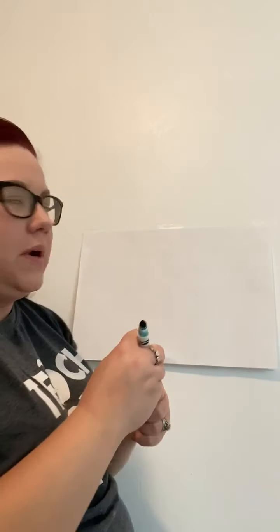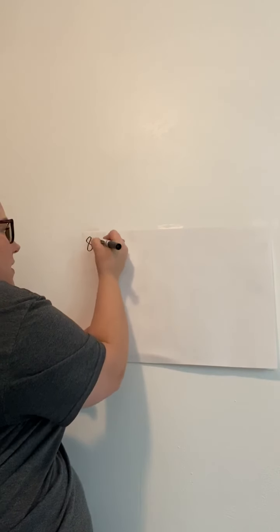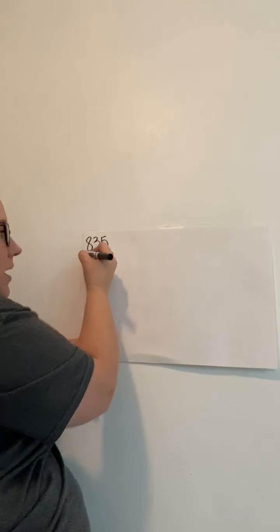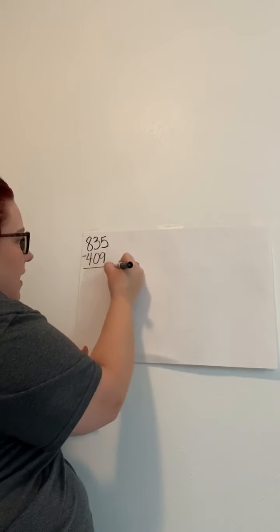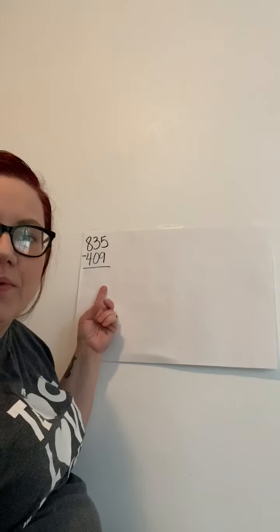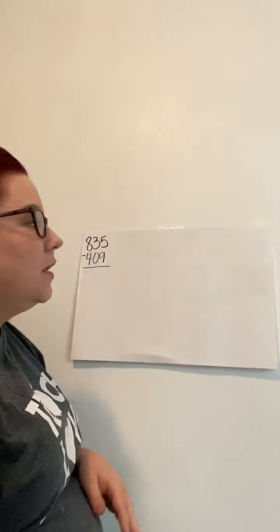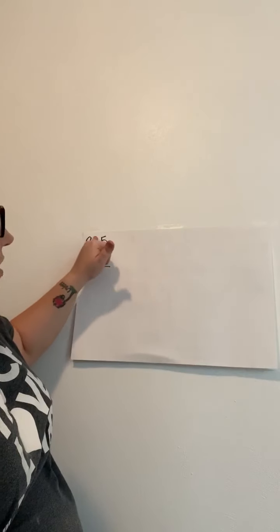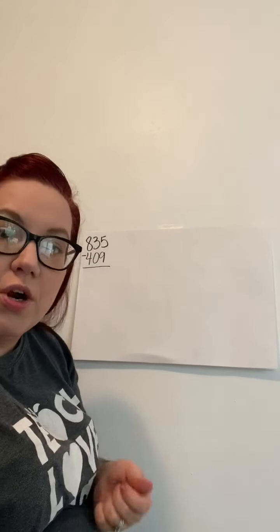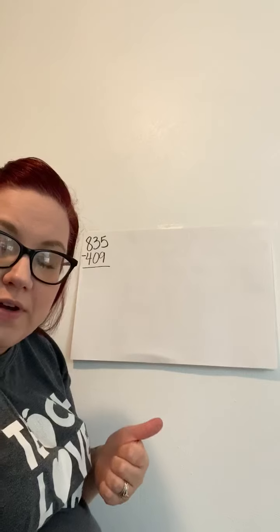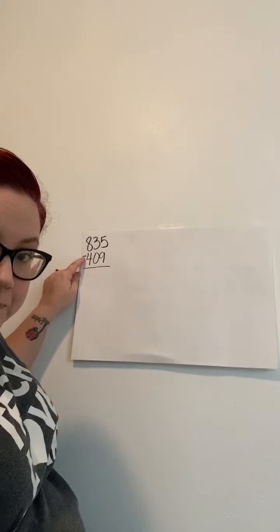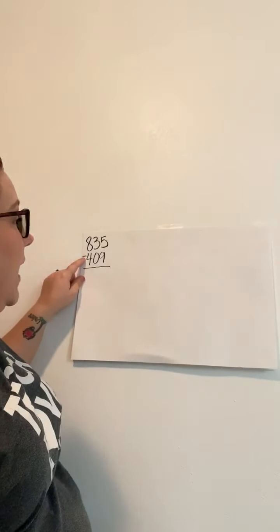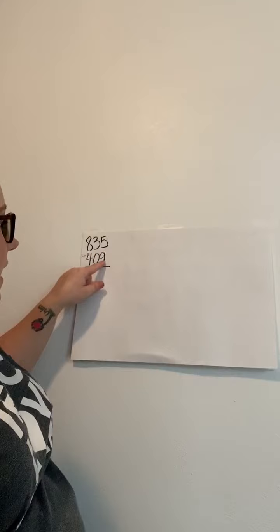All right, so let's look at another problem. Today we're going to use 835 minus 409. Okay, so this is the problem that we're going to be creating a word problem for. So remember again with subtraction, our bigger number on the top, that's how many we start with. So we start with 835 of something. Then we have to have something that happens that makes them go away. That's the subtraction. And we are going to lose 409 of these, okay?